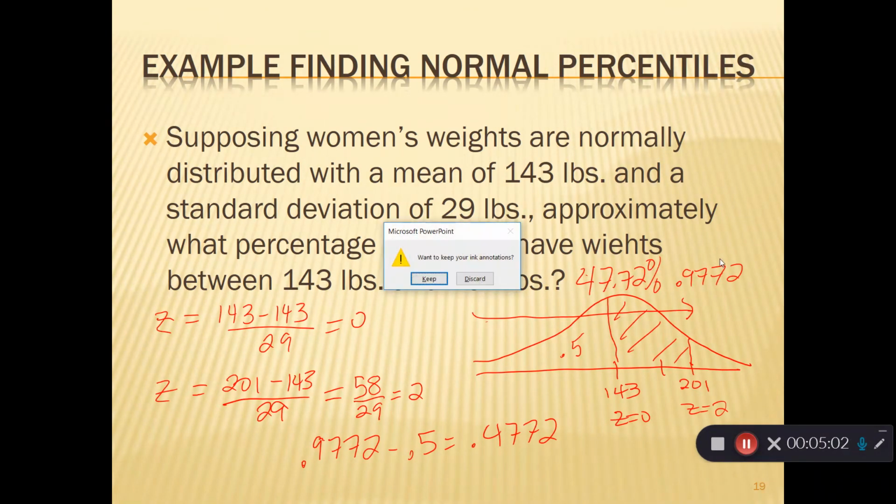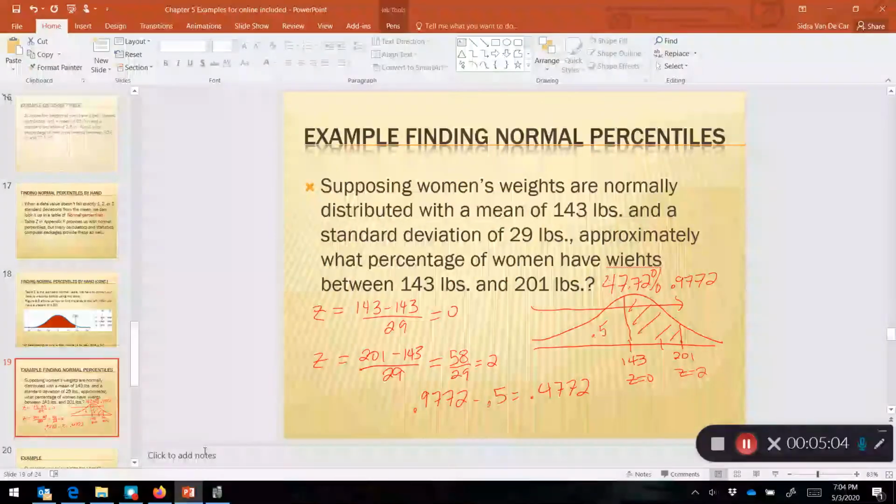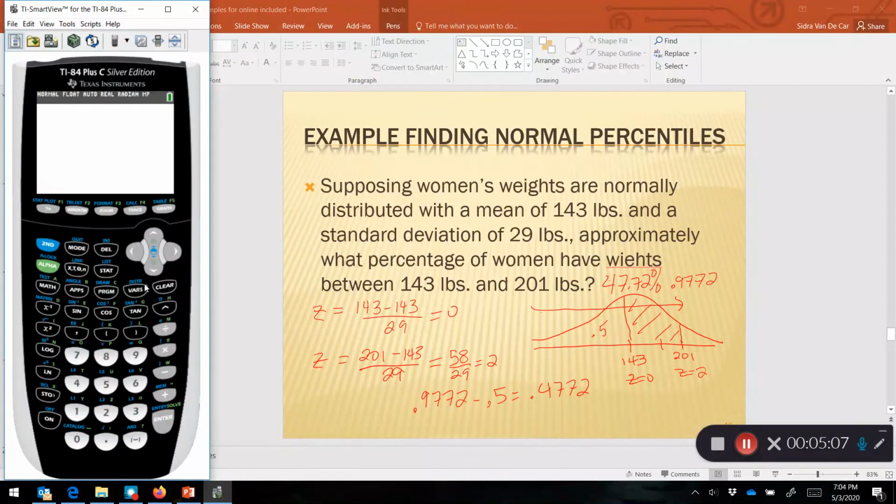Now, to do it on the calculator, we would pull up our calculator and we would go into our distribution key. So we're going to hit second and the vars key to bring up the distribution menu. And the normal CDF is the one that gives us the area under the normal curve. So my lower score here is 0, and I'm going 2 z-scores up with a mean of 0 and a standard deviation of 1 since I'm on the standard normal curve. Hit enter, and there's that 0.4772 that we found from the chart.